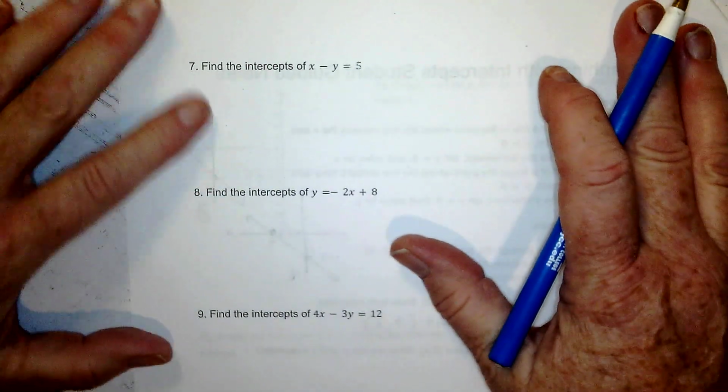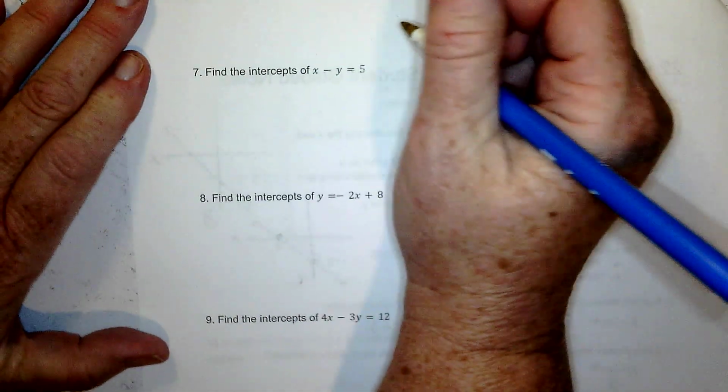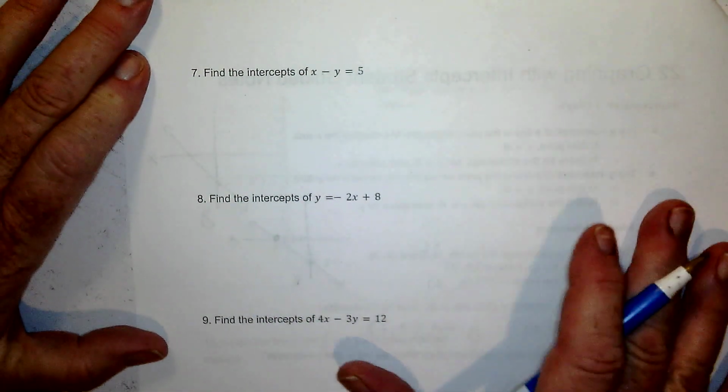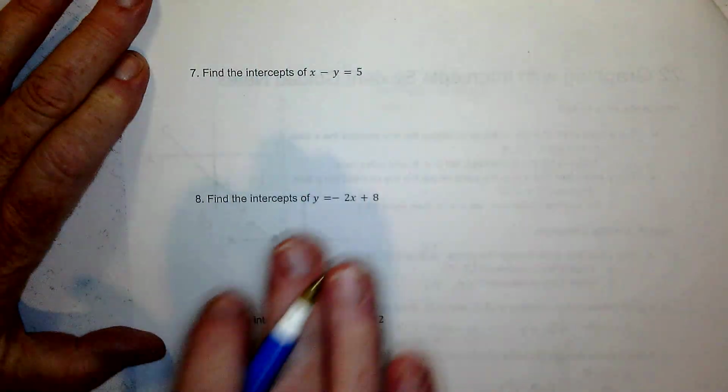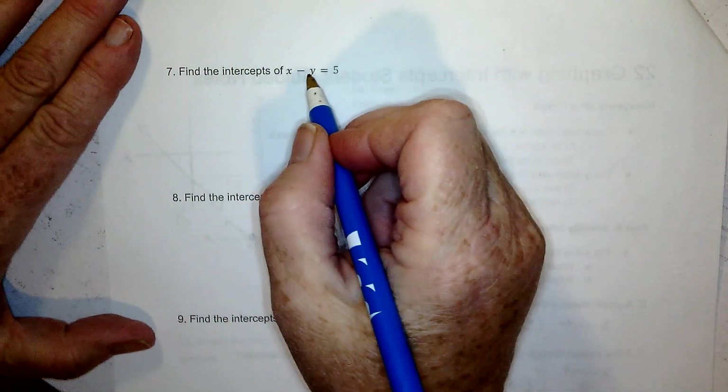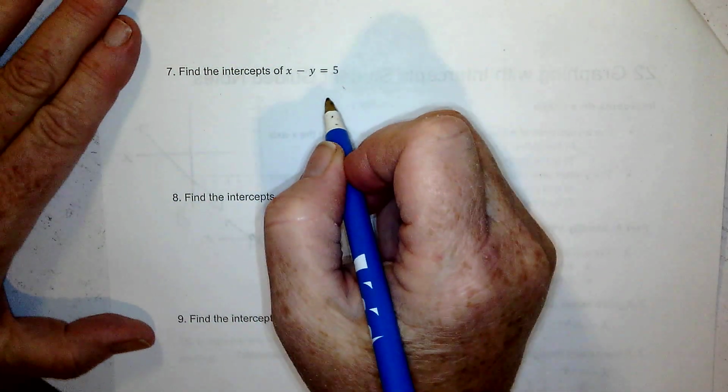Find the intercepts of x - y = 5. I would like for you to pause the video, do this one, come back to see how you did, then get to the next one, pause the video, then come back to see how you did. All right, do the same thing for these next 4. These are exactly the same, but do them one at a time just to make sure you're on the right path.